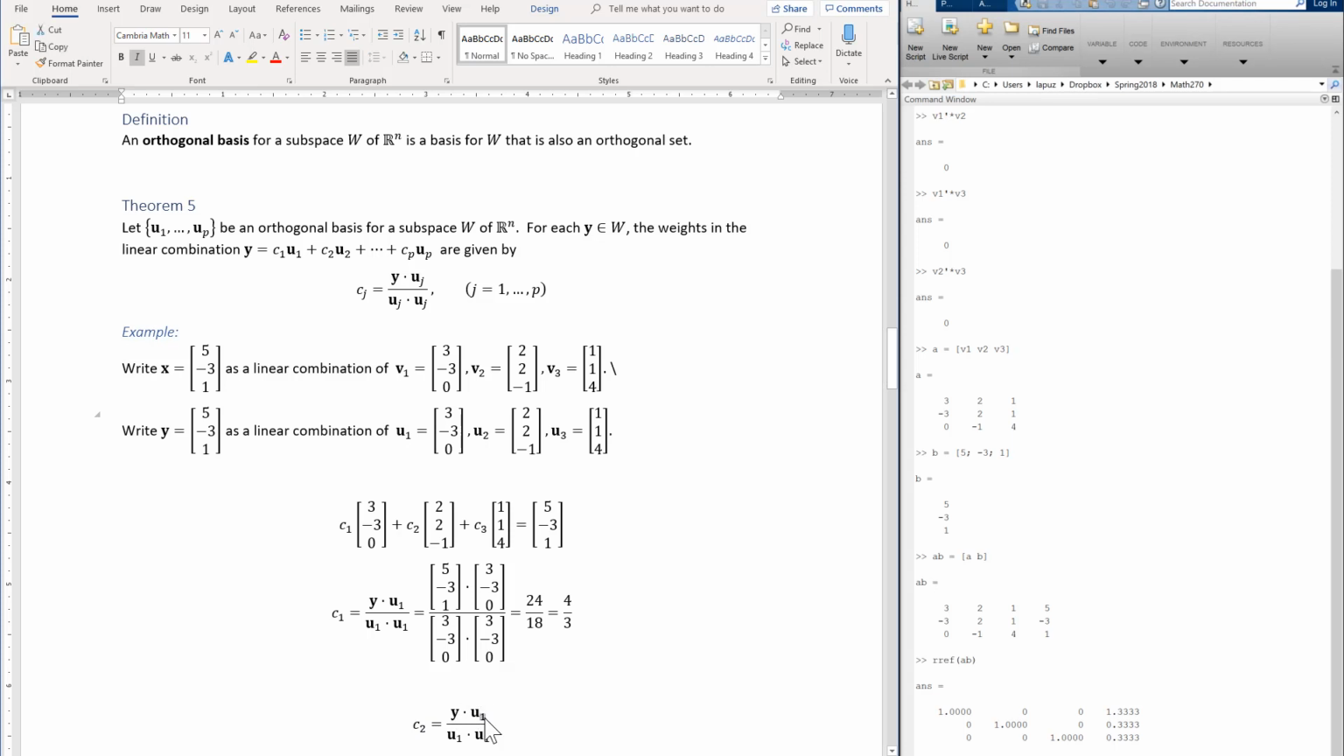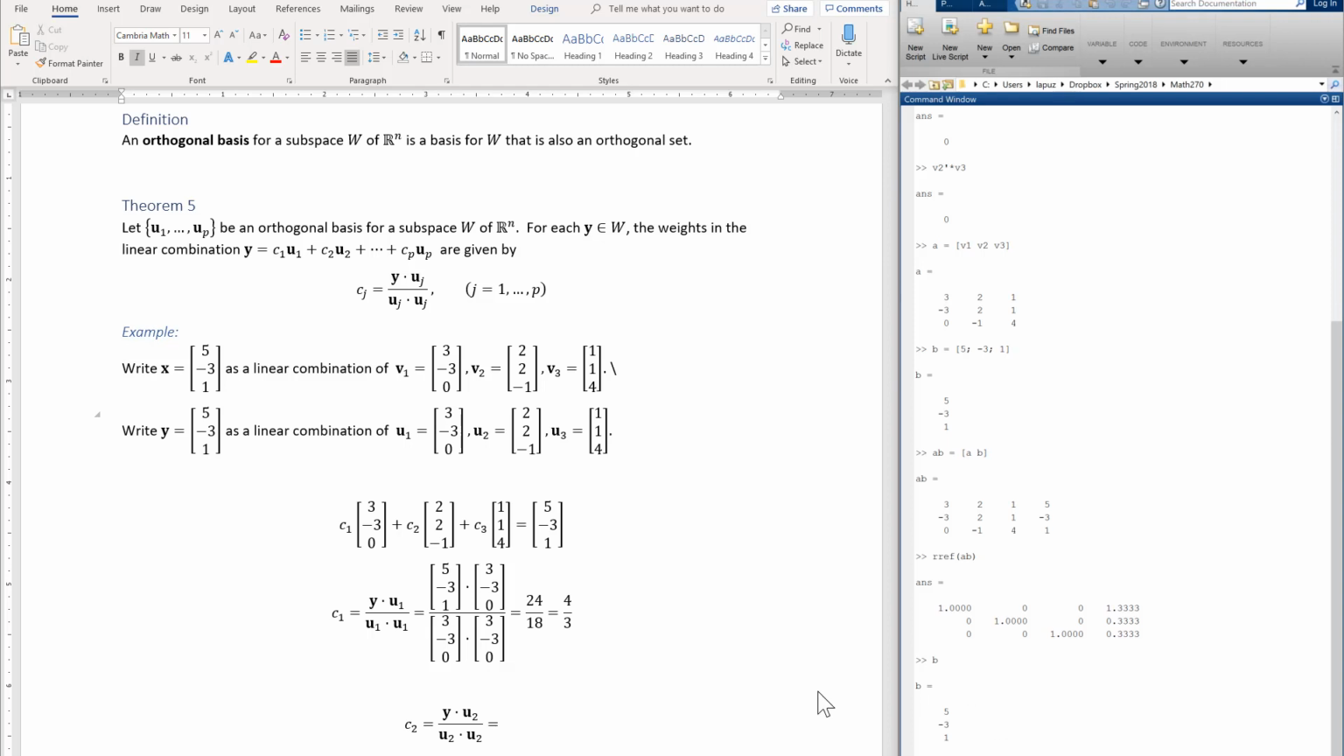And this is C2, 2 and 2. Now we already have these things in our MATLAB, so we can just try to figure that out. And remember that B is that Y thing that we're looking at, and then V2 is that U2 that we're looking at. That's 2, 2, negative 1. So let's do the computations.